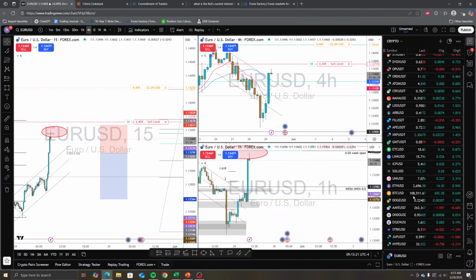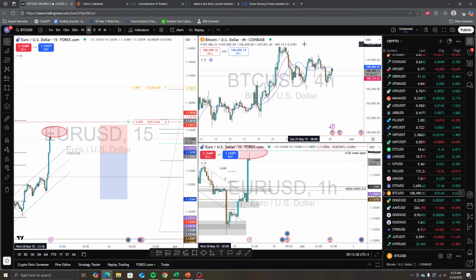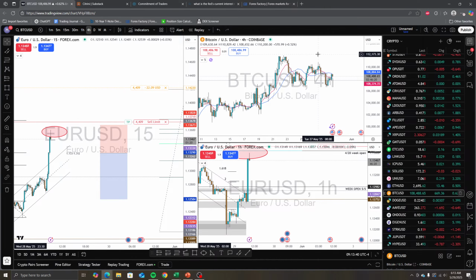Crypto, focus on Bitcoin 108. So Bitcoin has been pretty stable from all-time highs to pretty much the last rally high, which is 109. So I think it went up to like 112, 113. Yeah, 112. Barely hit 112. It's kind of been going sideways ever since.